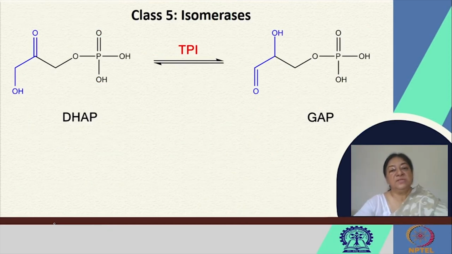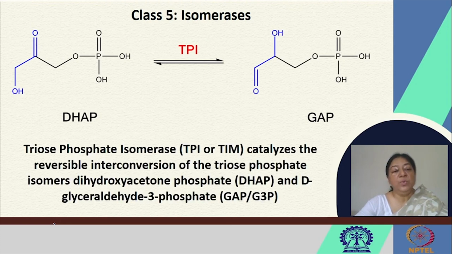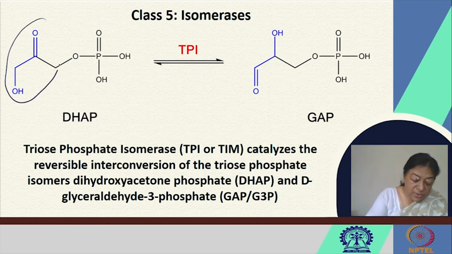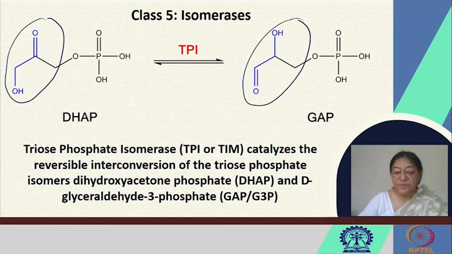In the fifth class of enzymes that we will be looking at, these are the isomerases. In this particular example, we will be looking at triose phosphate isomerase that catalyzes the interconversion of the triose phosphate isomers. As we can see, we have dihydroxyacetone phosphate and D-glyceraldehyde 3-phosphate.